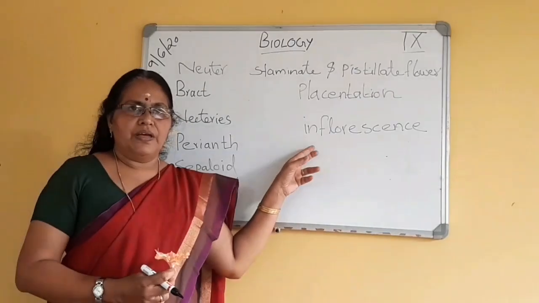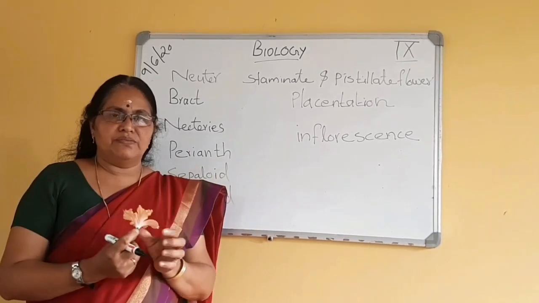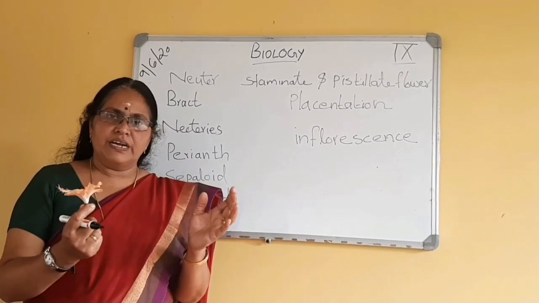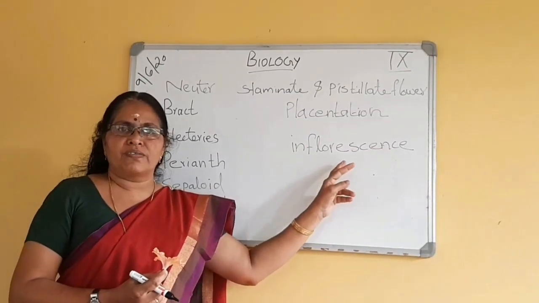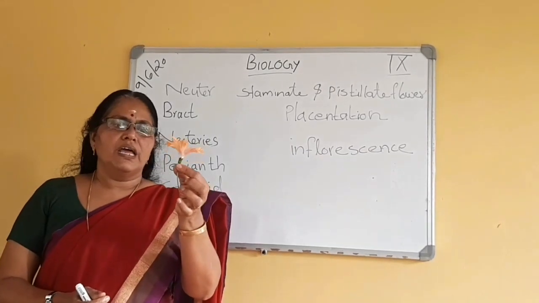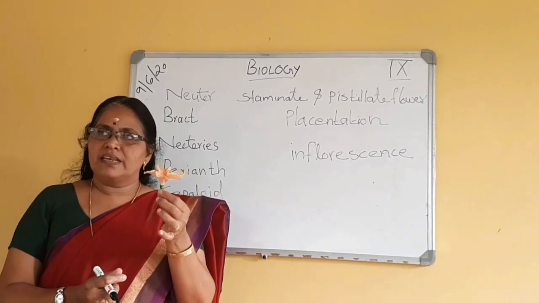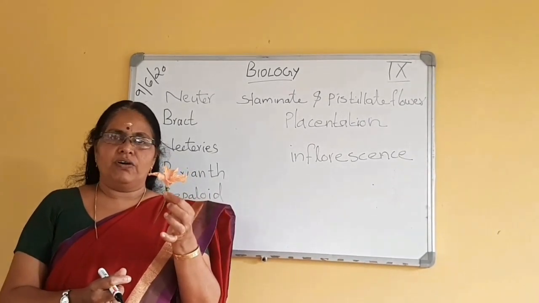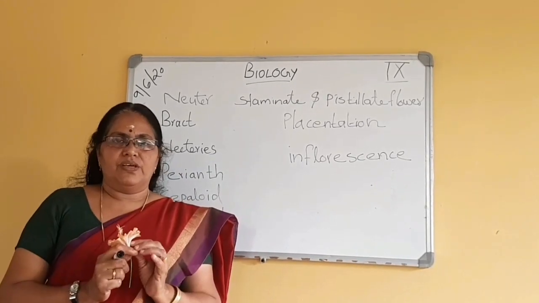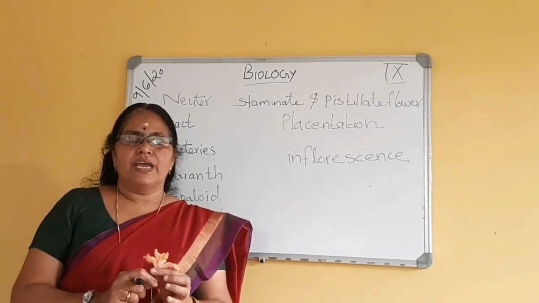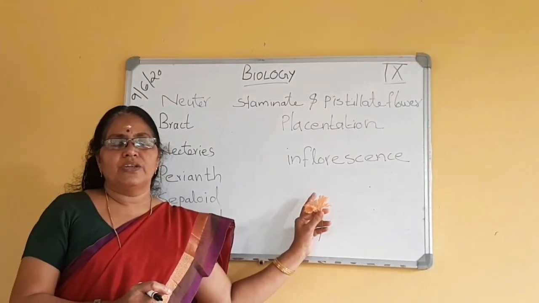In a plant, the flowers may be single or may be in bunches, or they may be arranged in different ways. So a collection of flowers on a twig is called inflorescence. Here in this case there is only one flower, so this is a single flower. But sometimes you can see, as in Acacia and Ixora, there are many flowers arranged in different bundles. So such an arrangement of flowers is called inflorescence. So inflorescence means a collection of flowers on a twig.